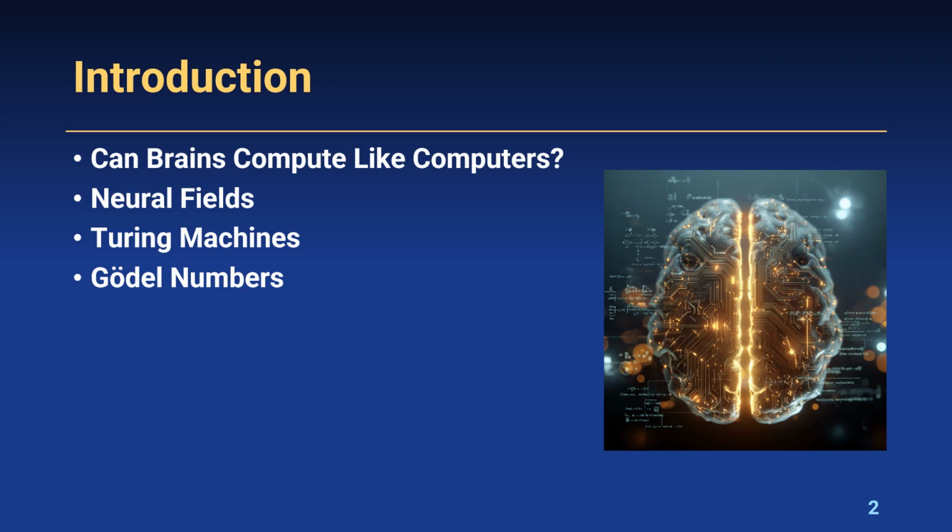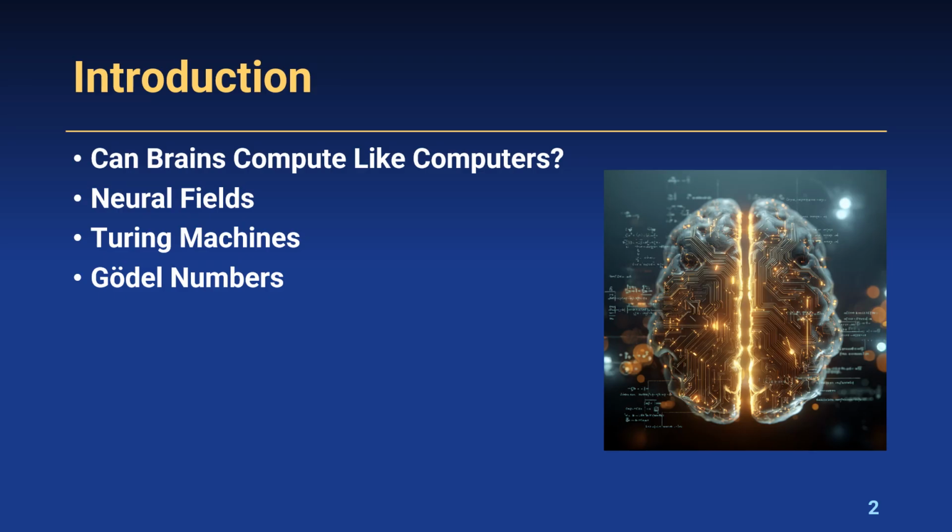Then we have the Turing machine. This is a theoretical model of computation, a foundational concept in computer science. It's a simple abstract machine that manipulates symbols on a strip of tape according to a set of rules. Essentially, if a problem can be solved by a Turing machine, it's considered computable. It's the ultimate benchmark for what a computer can do.